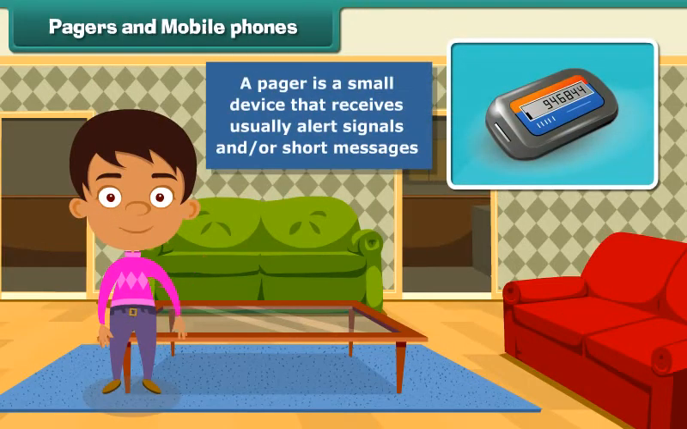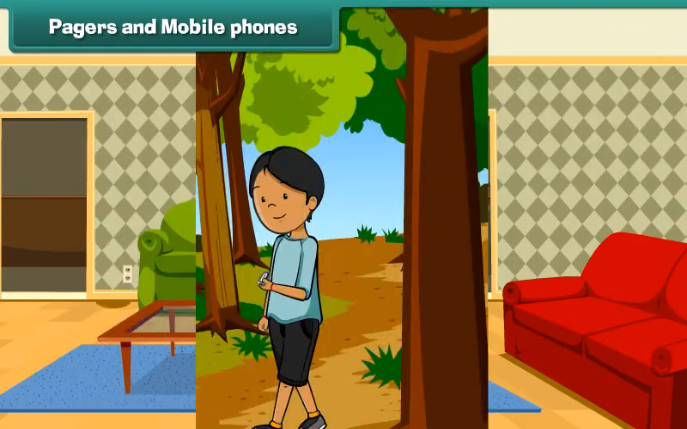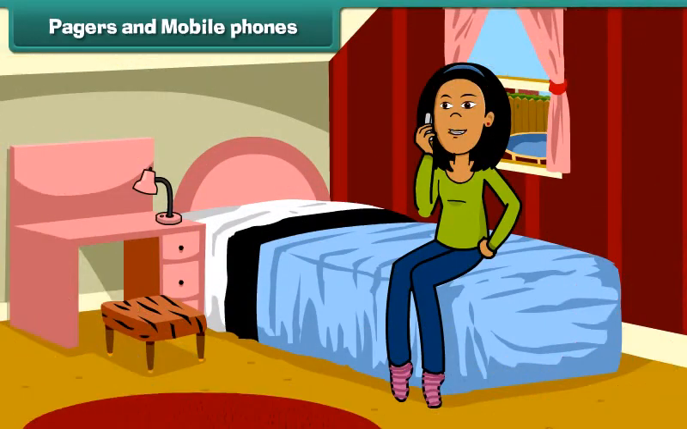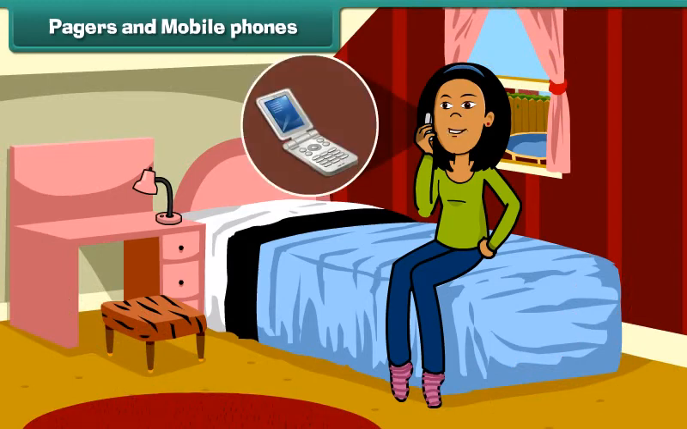A pager is a small device that usually receives alert signals and short messages. This device is useful for those people who expect telephone calls and are not near a telephone set to make or return calls immediately. But soon mobile phones came in the market and they replaced pagers due to the advanced technology. With the help of mobile phones, people can communicate both by talking or sending messages to the person anywhere. These phones do not require the telephonic wires, so we can carry them along with us everywhere.